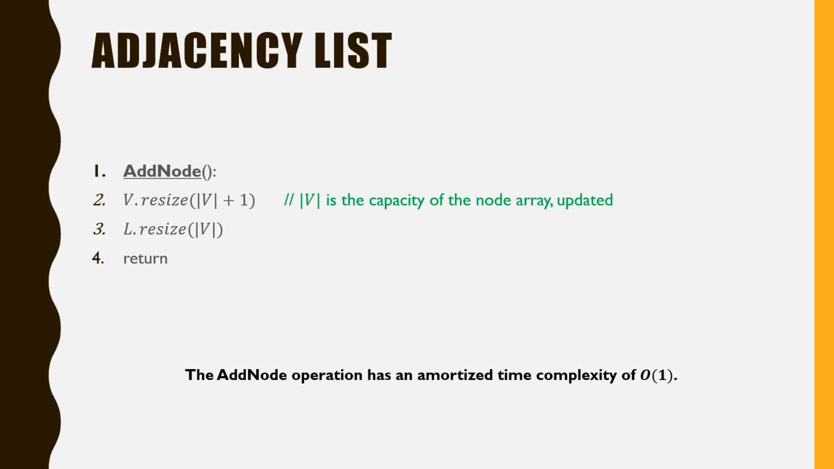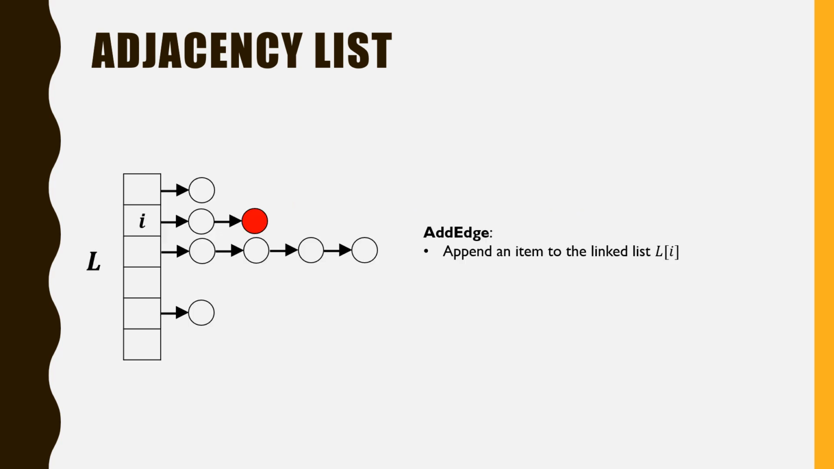In lines 2 and 3, a new entry is appended to the end of V and L, respectively. For the add edge operation, a new item is appended to the end of the corresponding linked list, which executes in constant time, O(1). The newly added item is highlighted in red in the figure.